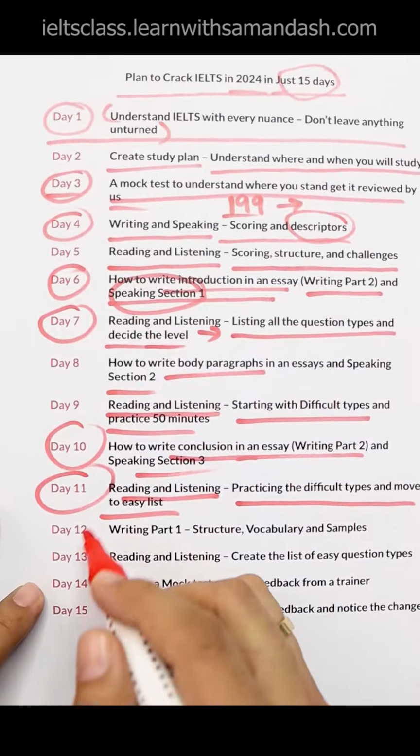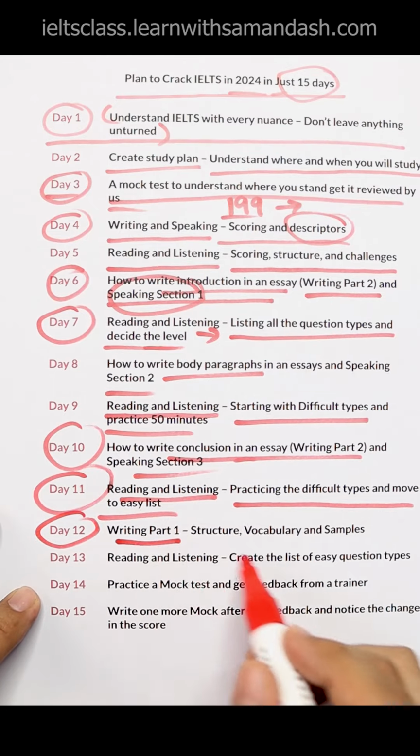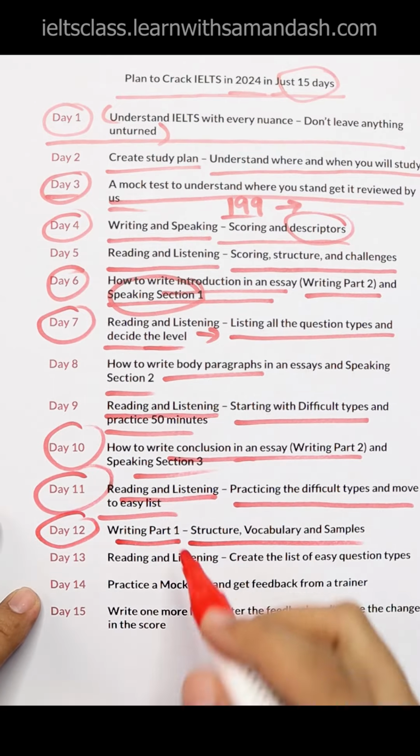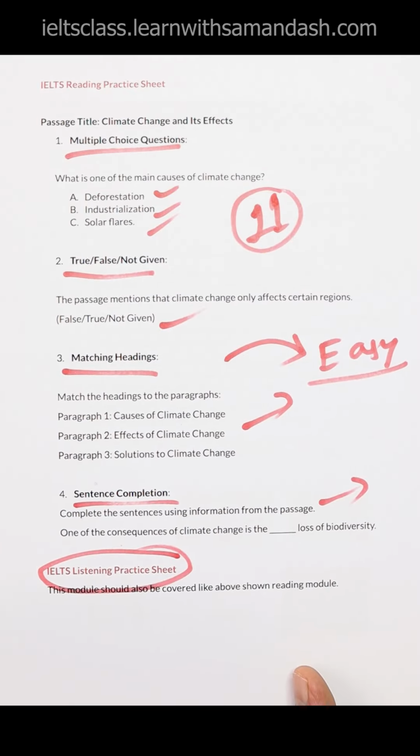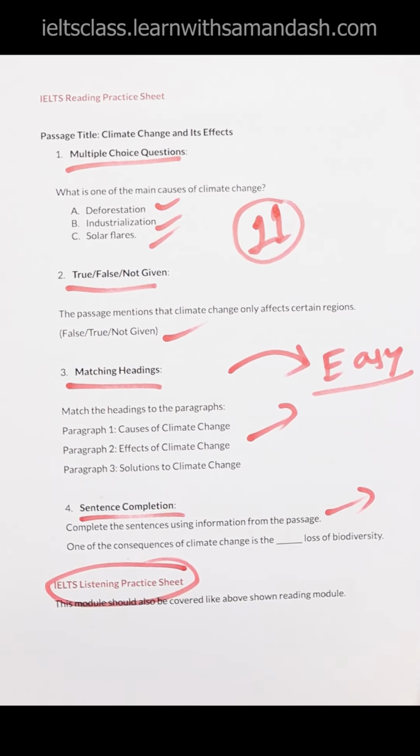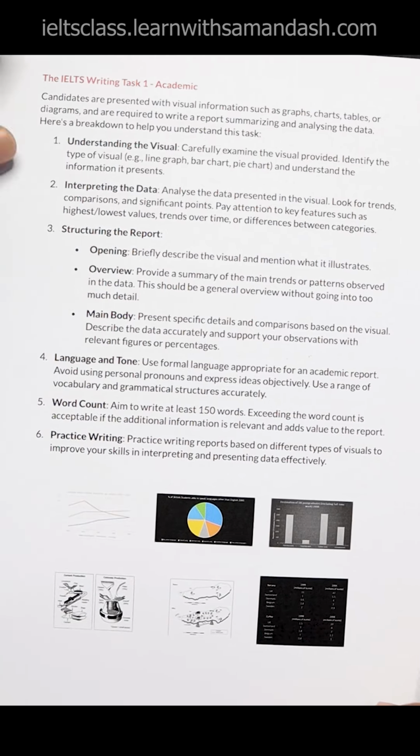On day 12, you'll understand writing part 1, structure, vocabulary, and samples. Writing part 1 is different for both general training and academic, and I'll show you how. So we'll have 2 documents for day 12, one for academic, one for general training. Let's talk about academic first.